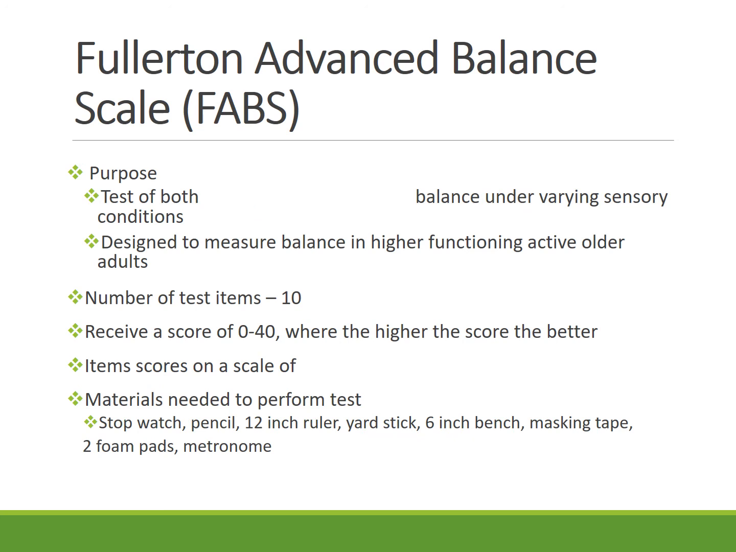There's a Fullerton Advanced Balance Scale. The purpose of this is to test both dynamic and static balance under varying sensory conditions. It is designed to measure balance in higher functioning active adults. There are 10 items. You receive a score of 0 to 40, with higher scores being better. Items are scored on a scale of 0 to 5. In order to do this test, you would need a stopwatch, pencil, a 12-inch ruler, yardstick, 6-inch bench, masking tape, 2 foam pads, and a metronome.